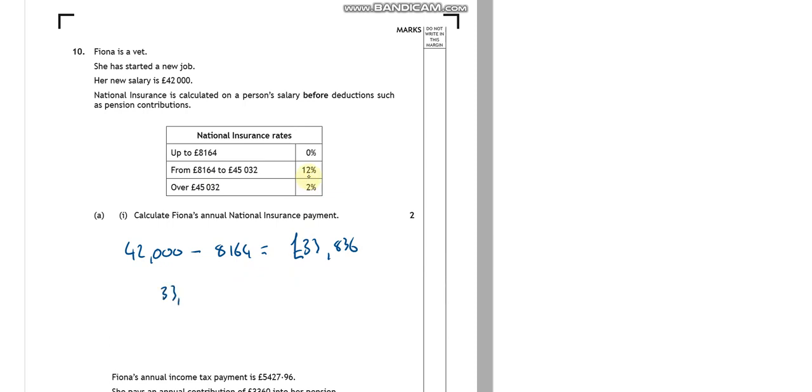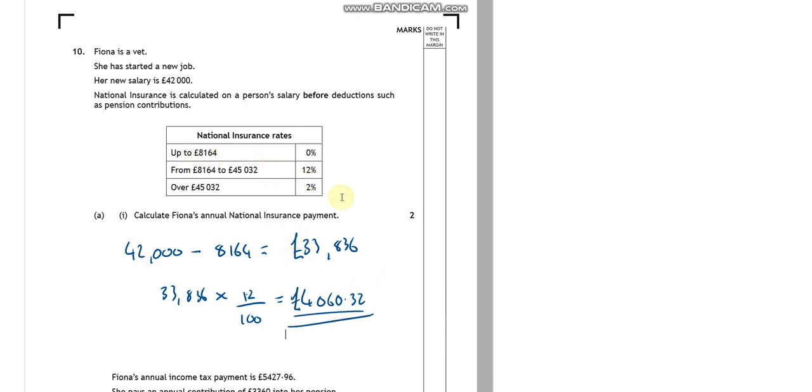So that's going to be 33,836, and I'm going to times that by 12%. So that's just going to be 0.12, or you could just say 12 divided by 100. So she's going to end up paying 4,060 and 32 pence in national insurance contributions.